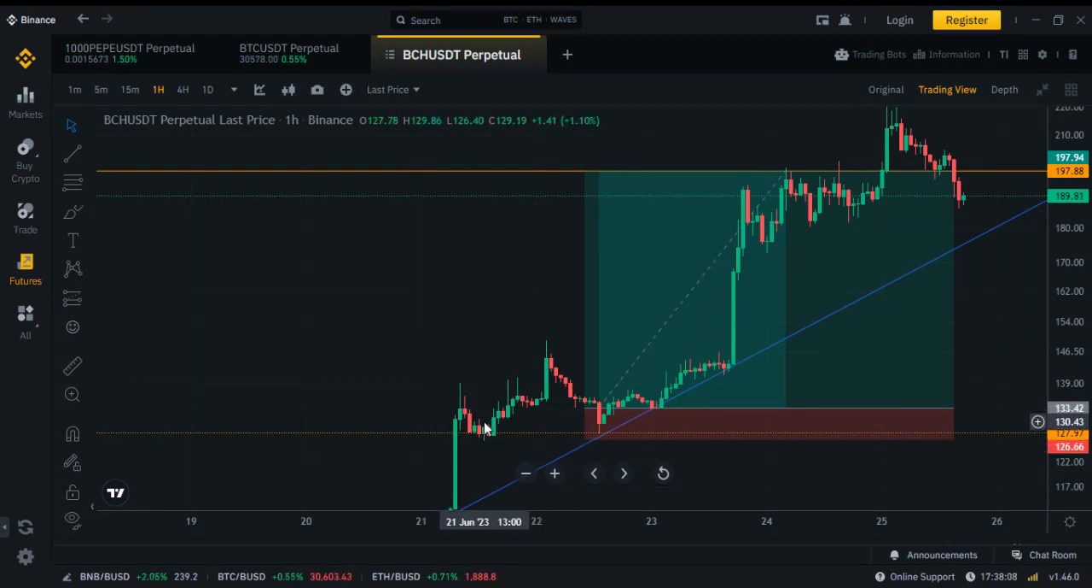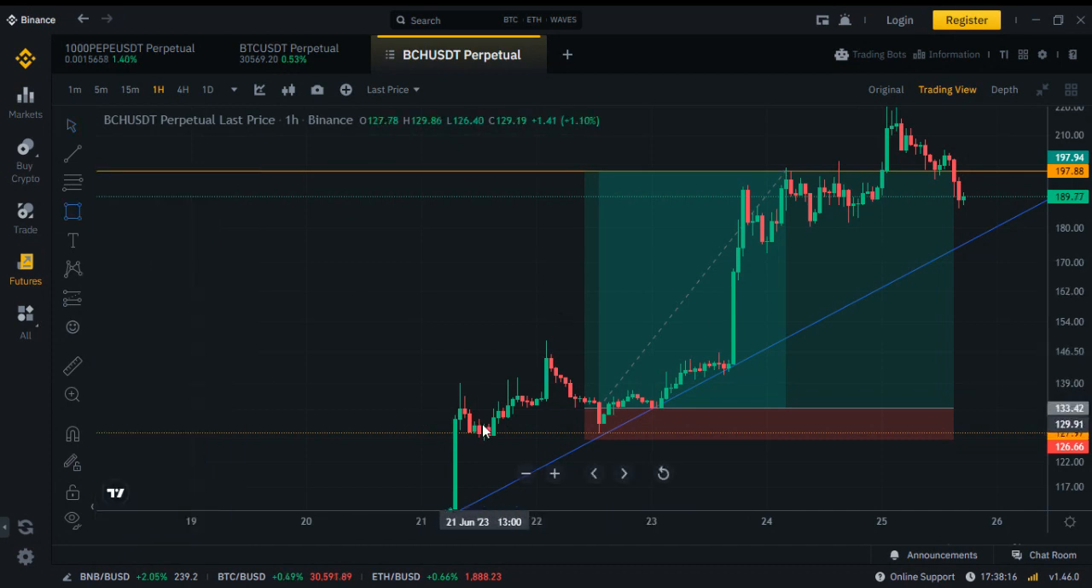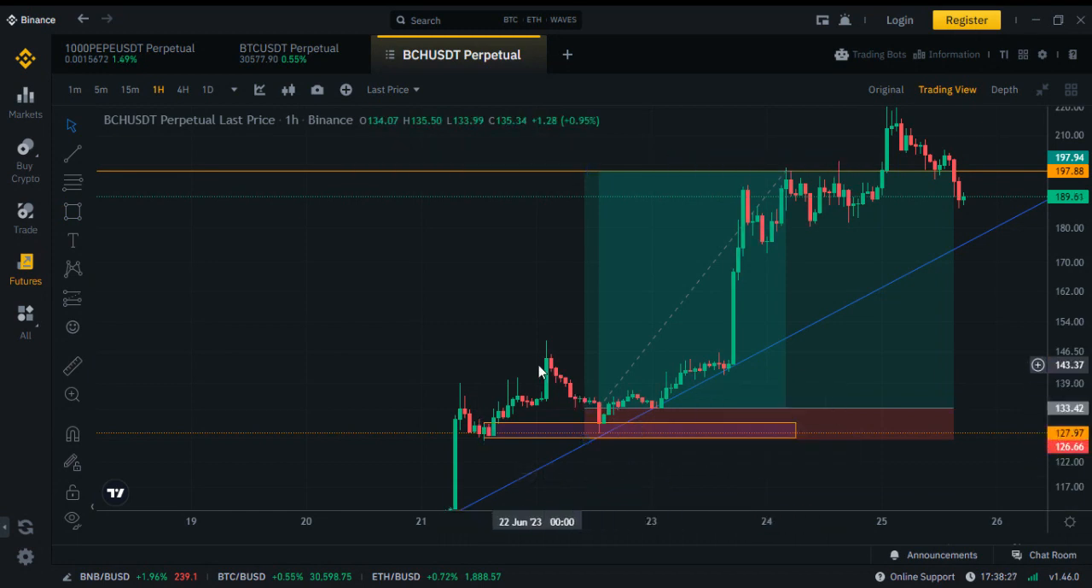So I had this as another block. Let me show you guys. I had this as my other block, which I was actually expecting the market to tap into. And to be honest, the market played out perfectly.